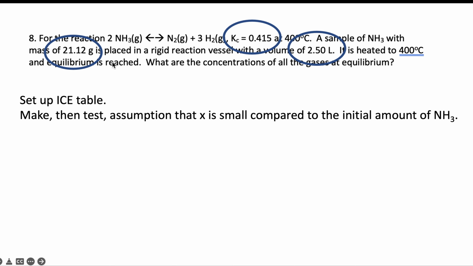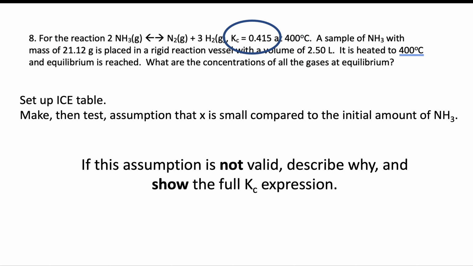So if I'm setting this up, I'm going to set up the ice table. I want to make sure I'm using molarity. We would make and use the assumption that X is going to be small compared to the initial amounts. That would be my plan. And if the assumption is not valid, my objective for you on the exam, I want you to describe why it's not valid and show what the full equation would be that you would calculate. Let me show you what I mean.